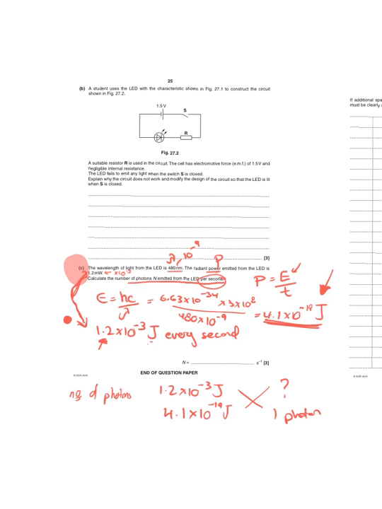So that will be 1.2 times 10 to the minus 3 joules divided by 4.1 times 10 to the minus 19 joules, because it's asking me how many photons are emitted per second. So if each second this is how much energy is given, then I know how many photons are emitted every second, and that should give me a value of 2.9 times 10 to the 50 photons per second. Very important to make sure that we understand each part of the question.